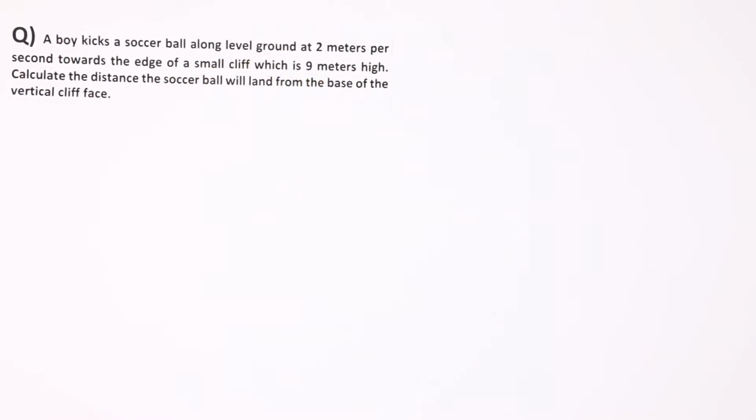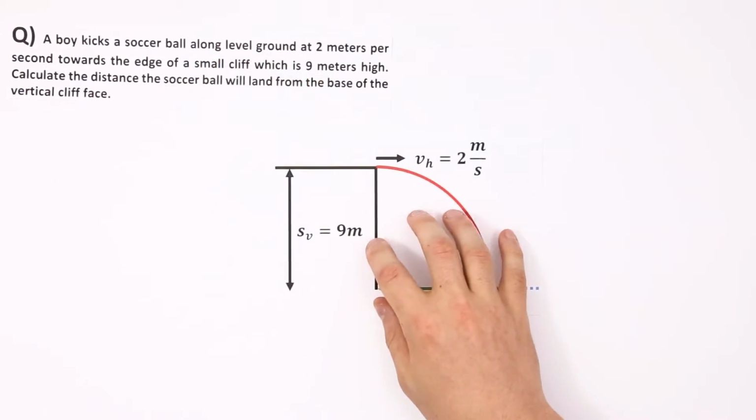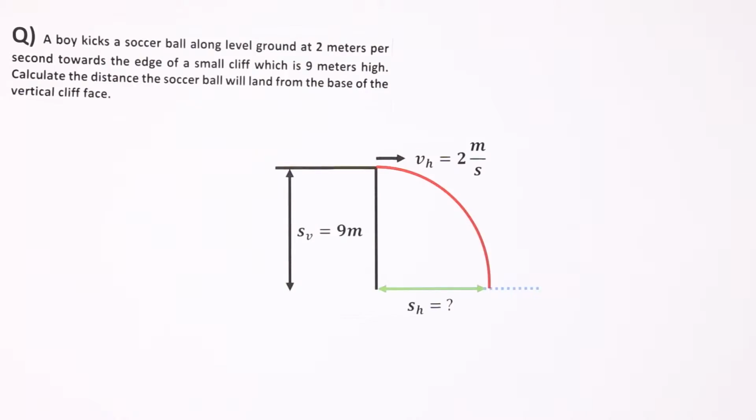Okay. As always, we just start by drawing a diagram of the situation. In this case, we have a cliff face which is 9 meters tall, and we can draw in a predicted trajectory off the cliff. Since air resistance was not stated in the question, we should write assume no air resistance just above our answer. The trick with this question is the ball initially has no vertical velocity.